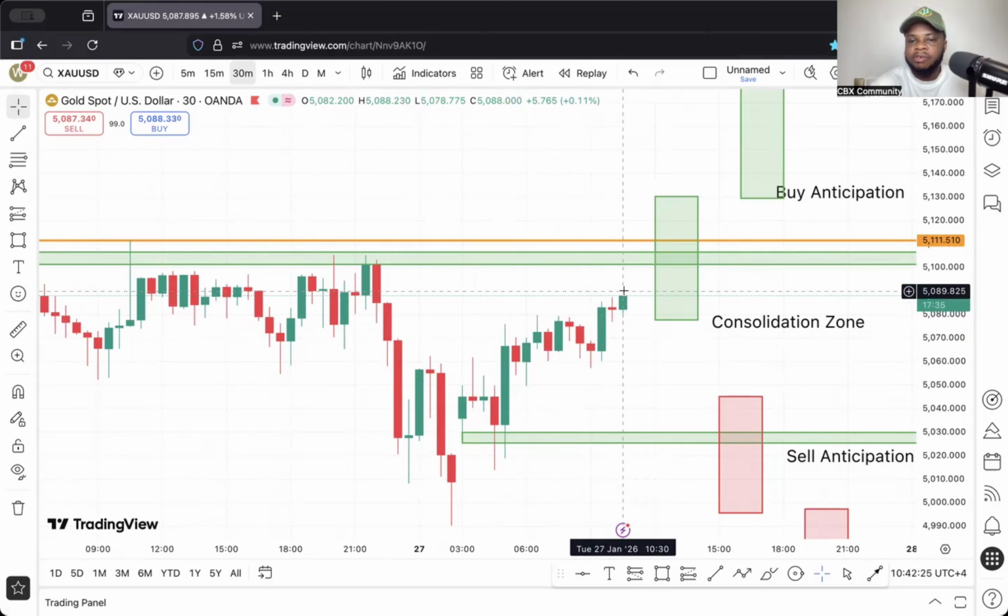So looking at the condition of the market structure, the best thing is just for us to wait, since this zone over here is being identified as a consolidation zone, so we don't need to do anything. It's best for you to know what you want.